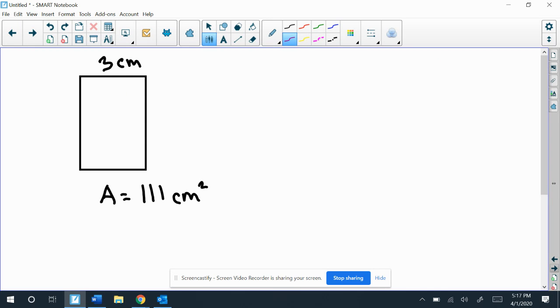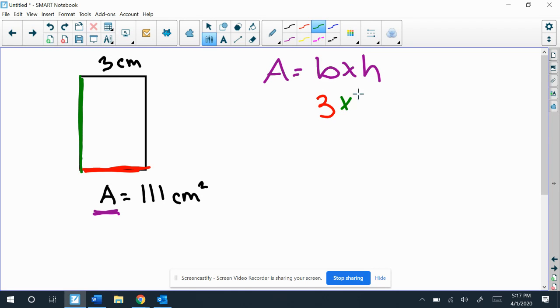Let's see how you did. You have the area, so we need to use the formula for area. Area equals base times height. Well, my base is right here, and it gives it to me at the very top, so that's 3. And my height is right here, and I don't know that, so I'm just going to put in H. Or you could leave it blank with a line. I know that my area is 111. So if you know your math facts, you can figure it out, or the opposite is divide it.